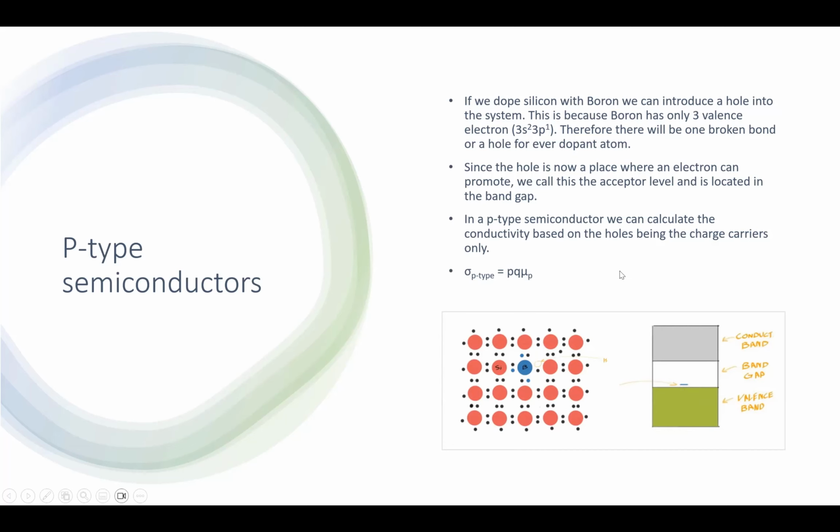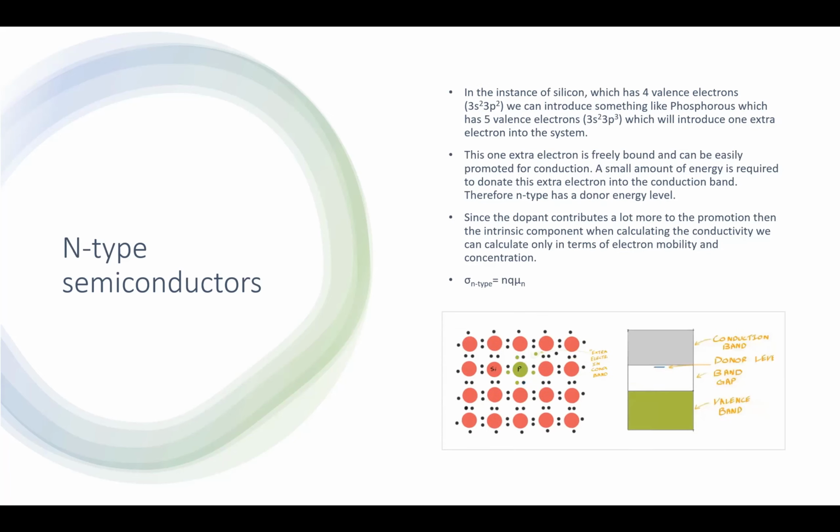And in a P-type semiconductor, we can calculate the conductivity based on the holes being the charge carriers only. So in this circumstance, the holes are going to have a lot higher conductivity contribution than the dopant.